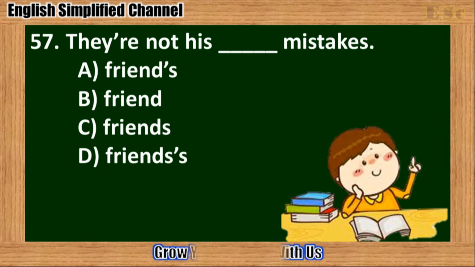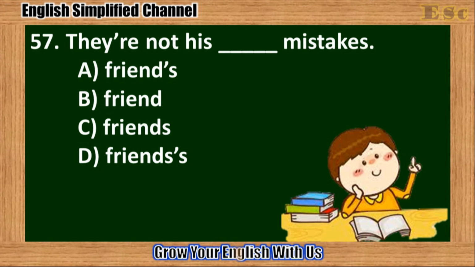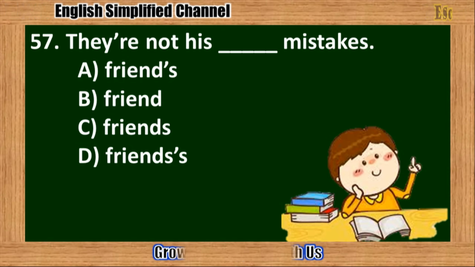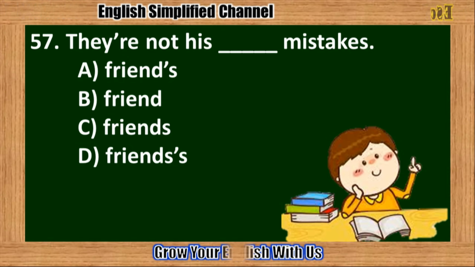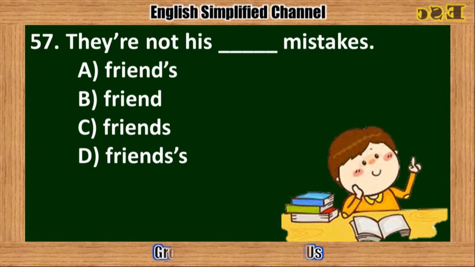(57) They're not his blank mistakes. A. Friends. B. Friend. C. Friends. D. Friends's.